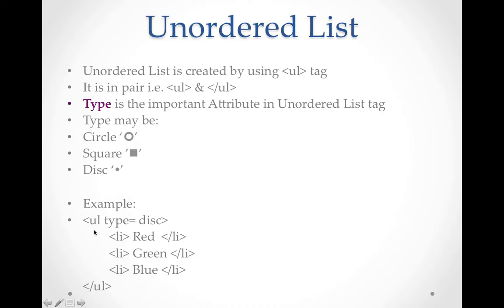For example, I started here with the UL tag and type is equal to disc. What it means is I am using this type of format and I wrote red, green and blue. So I will get a disc for these three colors in the list and I closed the UL tag here.